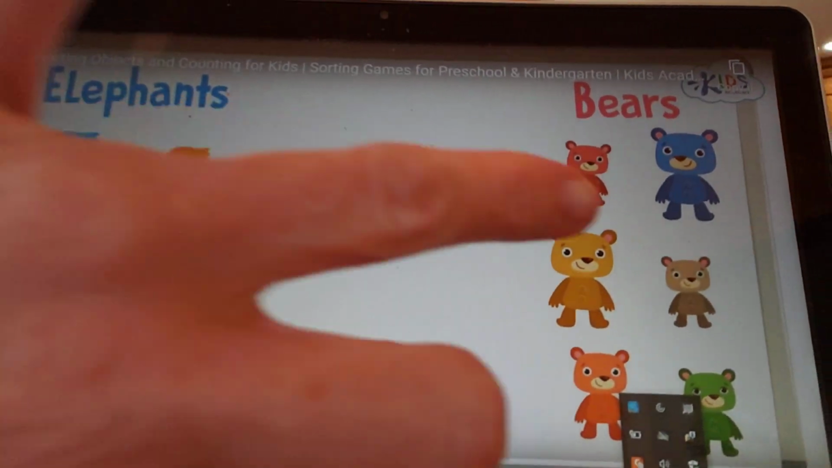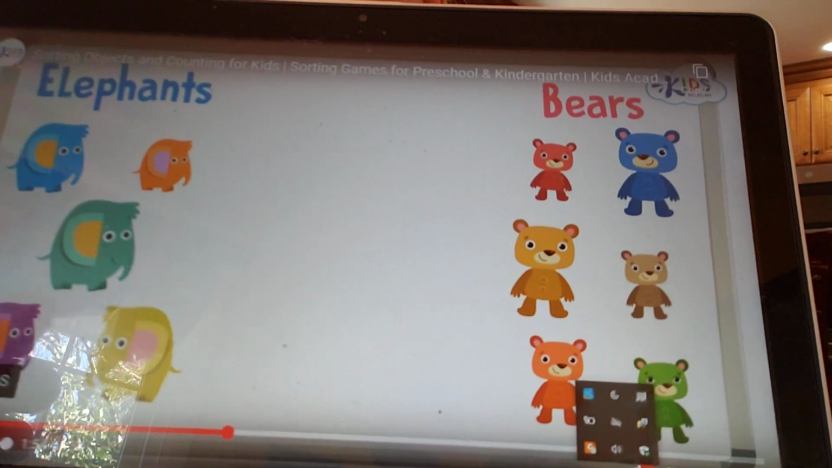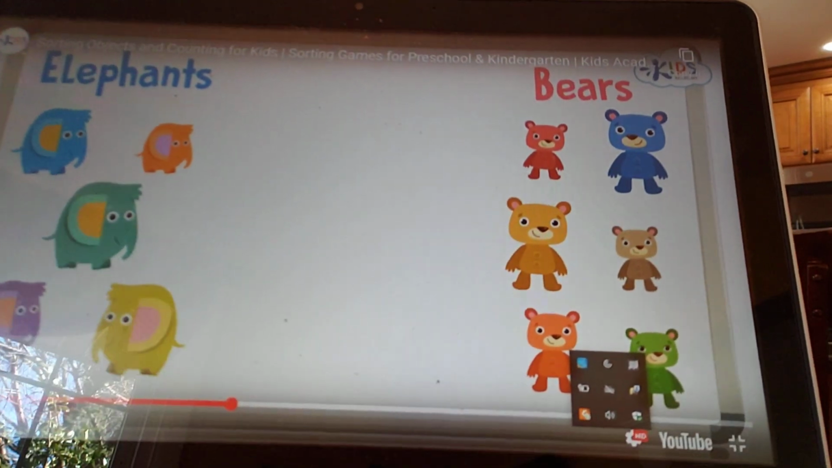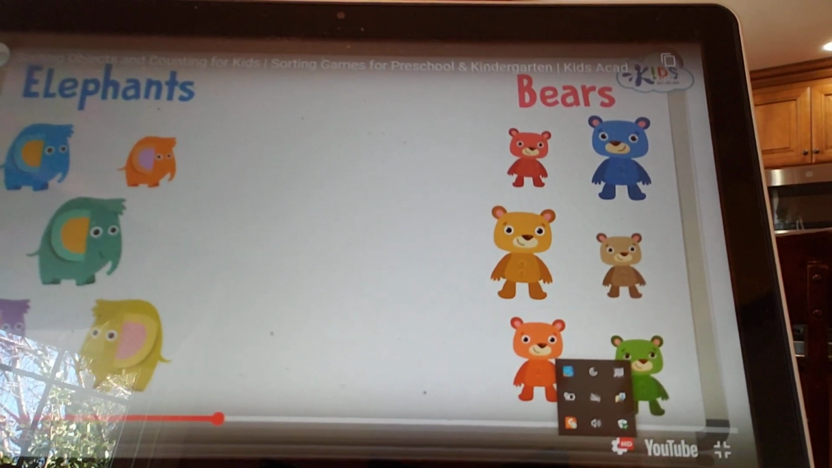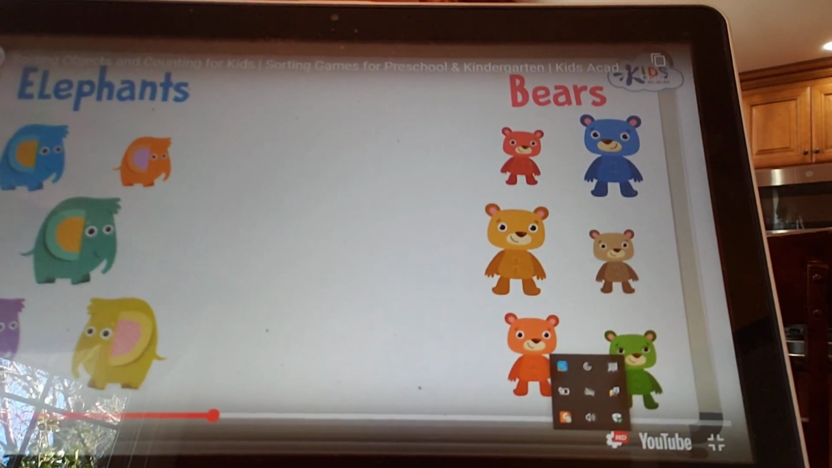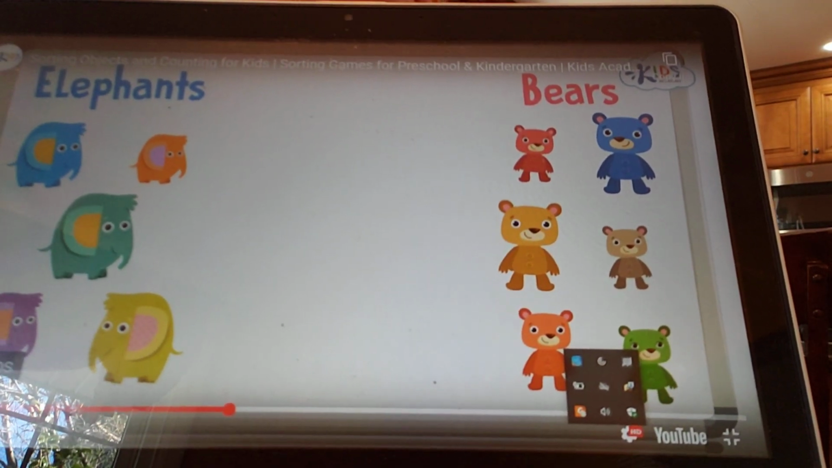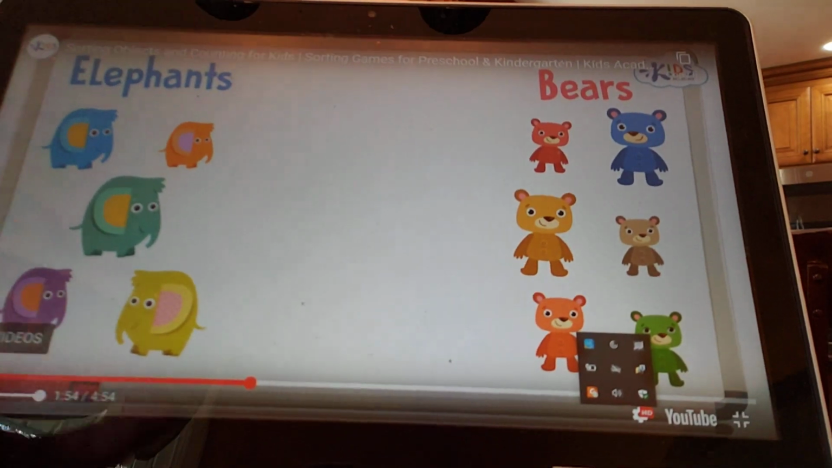Okay, let's take a look at the bears. Like the elephants, are the bears all the same size? No, they are not. Are they the same color? No, they are not. But they can be alike because they are all bears.